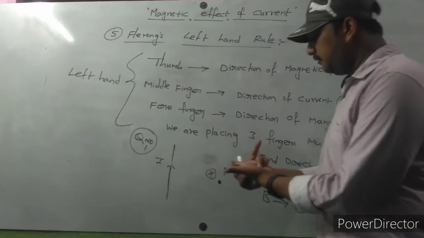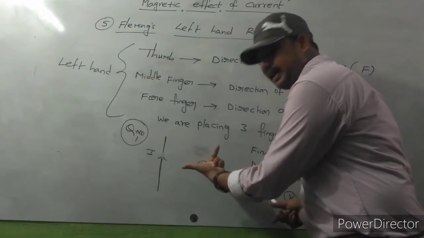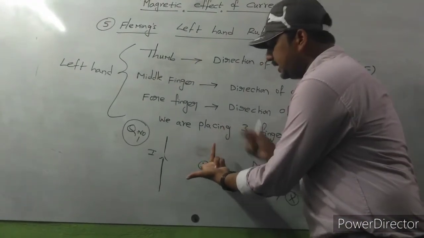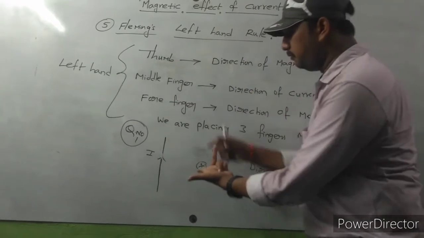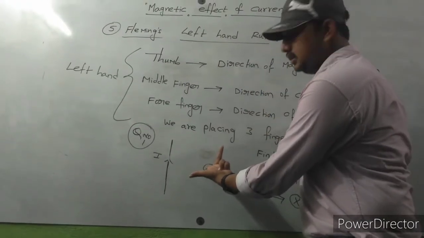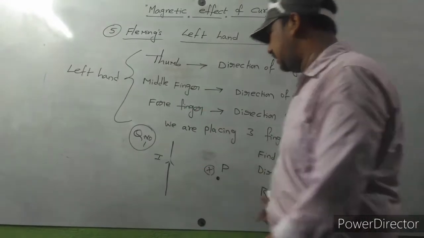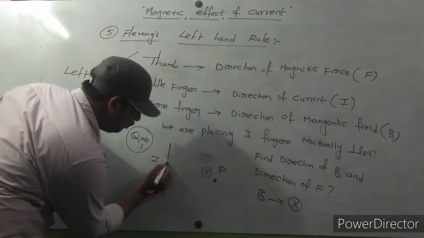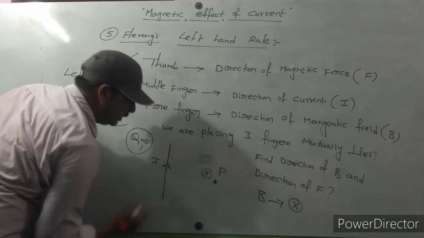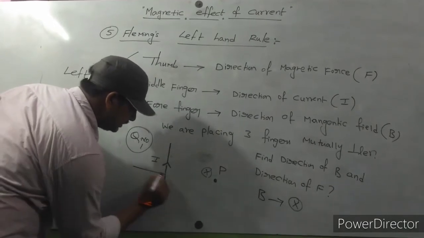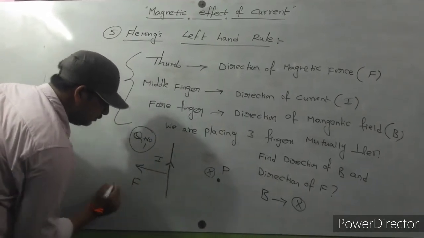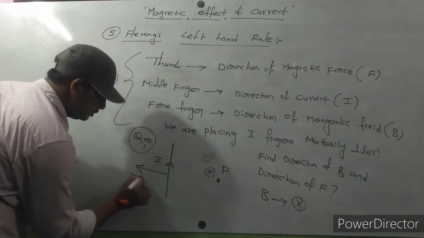Into the face means the finger is placed into the plane like this. And middle finger indicates direction of current. Current direction is upward, that's why the middle finger is also upward. And this thumb indicates away from the conductor. That means here force is acting. So force is acting like this. This is magnetic force.